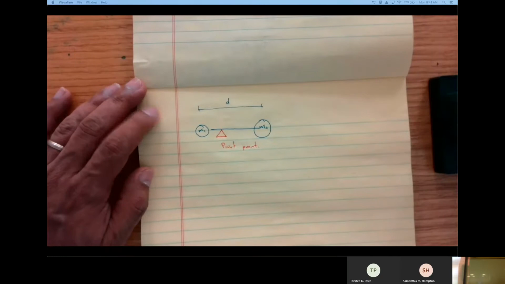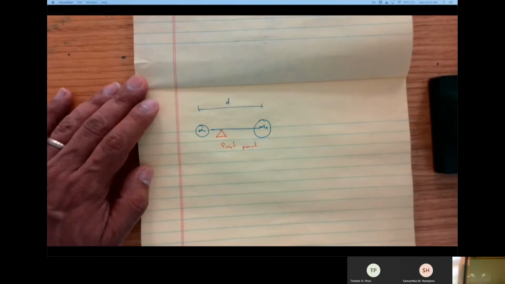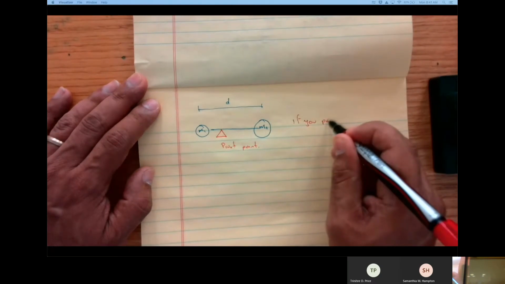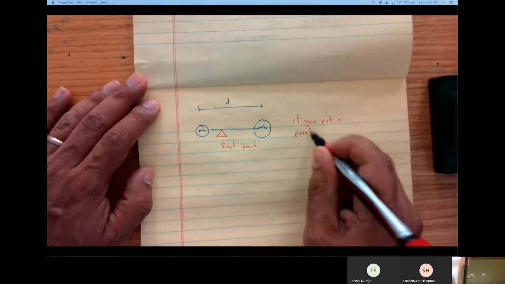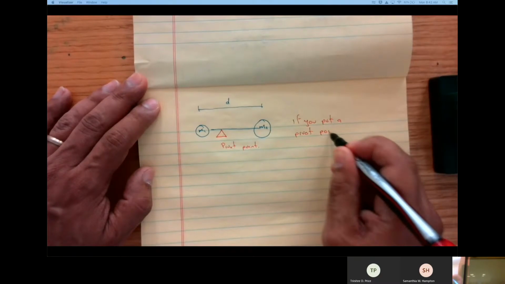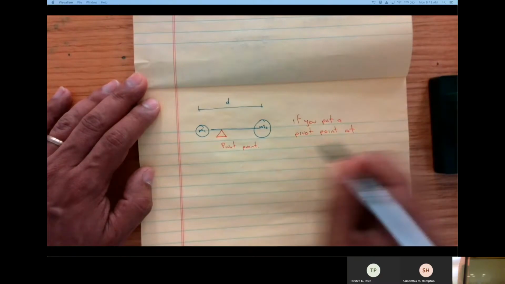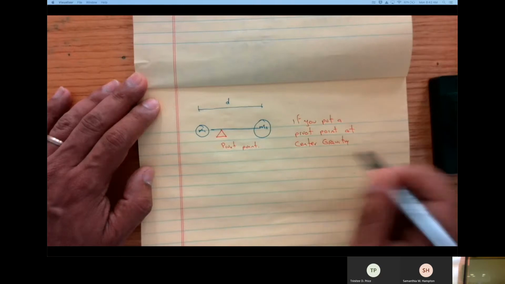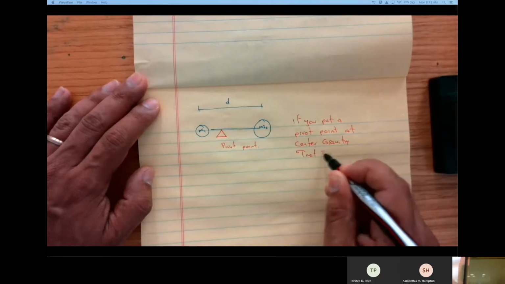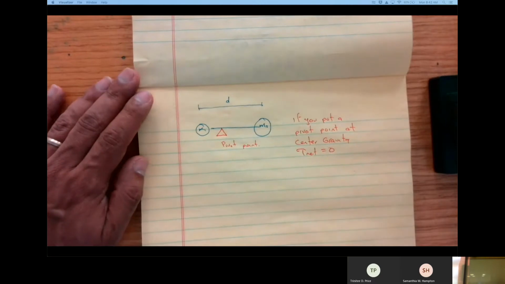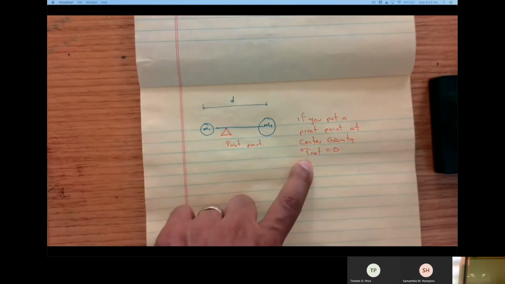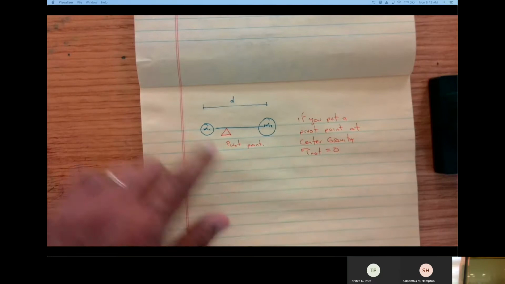Now, one of the characteristics of the center of gravity is that if you put a pivot point at the center of gravity, the net torque is going to be equal to 0.